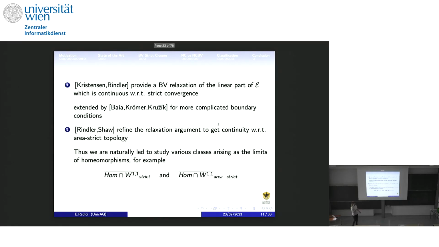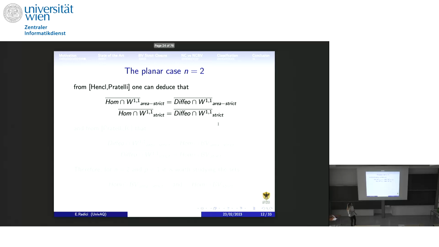So in that case, it becomes interesting to understand who the new competitors are. So who are the closures with respect to the strict or the area strict topology of, this is what I called before Theta p with p equal to 1, Theta 1. So we can already say something about these two classes, which are the objects of interest of this talk today. And actually, these two classes coincide with the strict and the area strict closures of the homeomorphisms in BV. Now I'll tell you why.